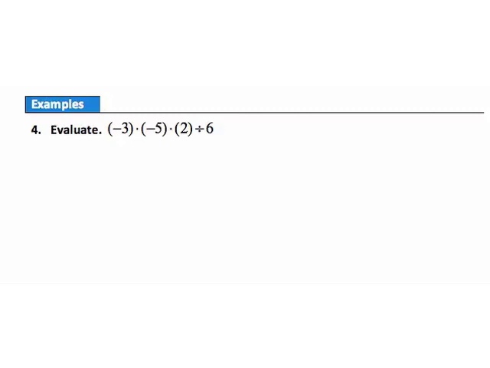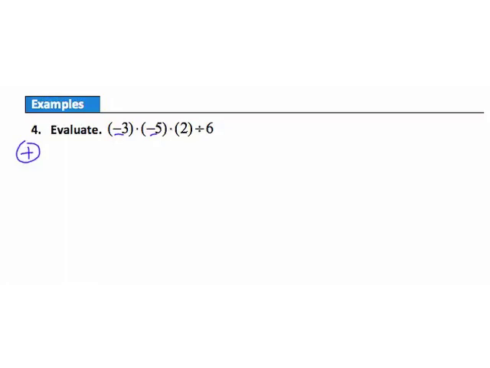Example 4. We're asked to evaluate this expression and we have multiplication and division in there. Let's take a look first at how many negatives we have. We have 1, 2 negatives. We know then that's an even number, so we're going to get a positive answer. So I'm going to write that down over here. If we get done working this problem, we better end up with a positive answer.